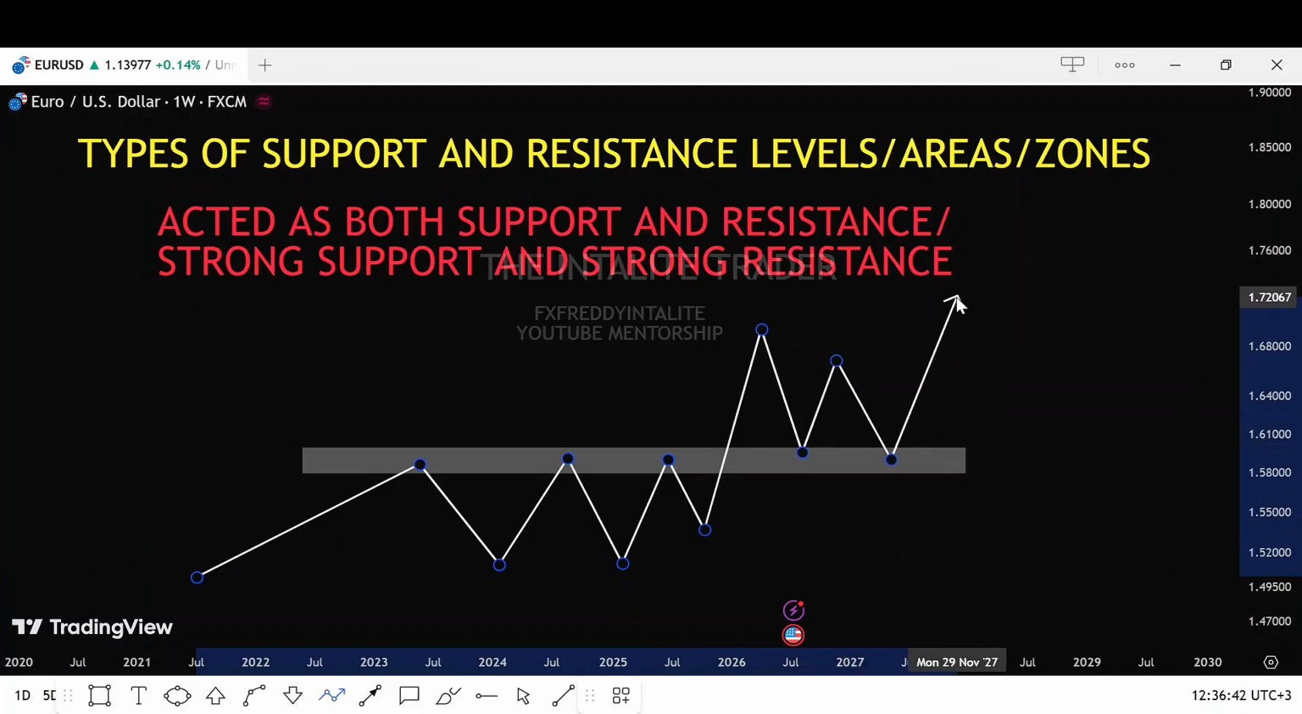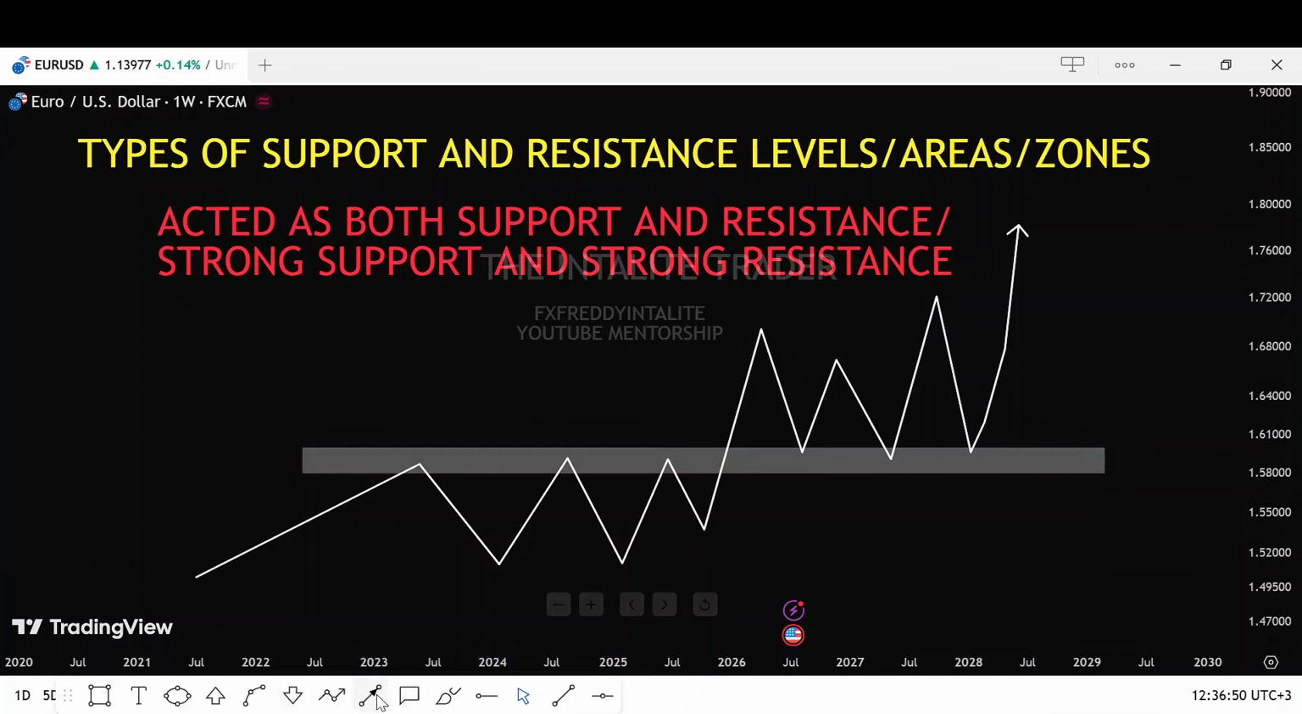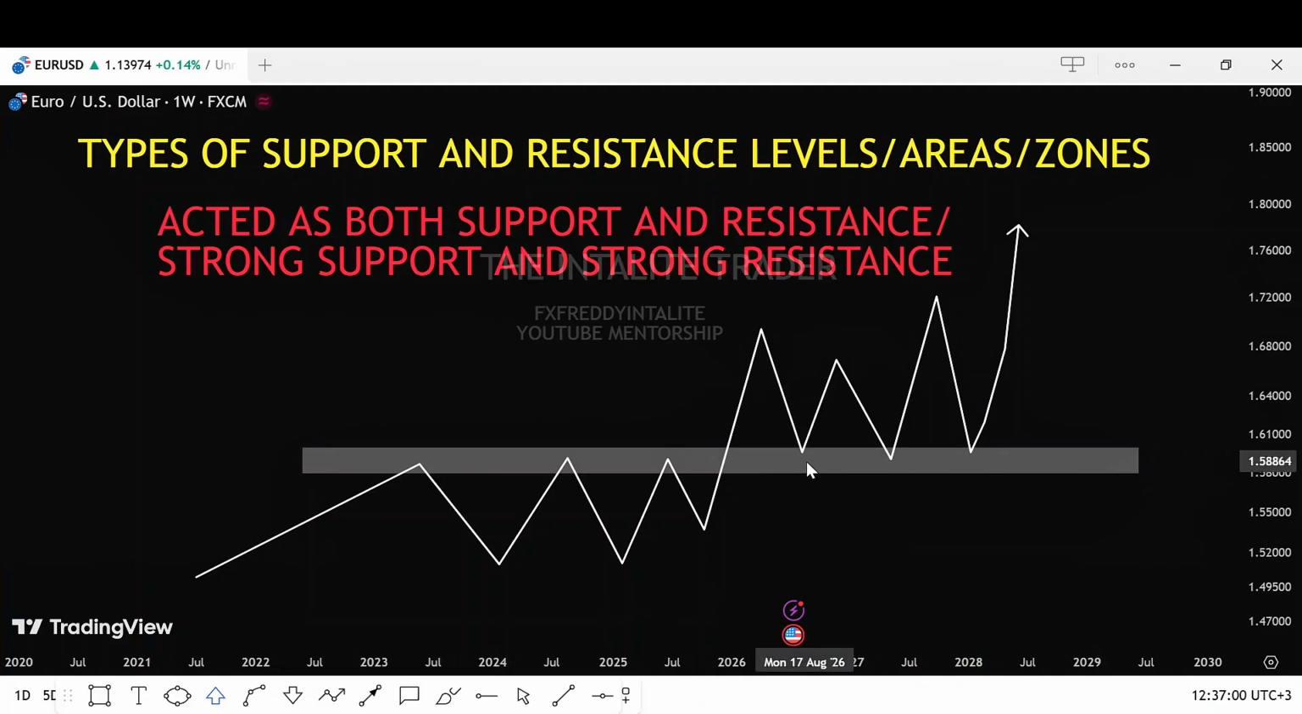So we say this level has acted as both support and resistance. And we say in the future, if price comes into this level, there are high chances of price respecting such a level. So here, price respects the level. Price respects this level. Again here, price acted as resistance. So this was resistance, and here it is support.